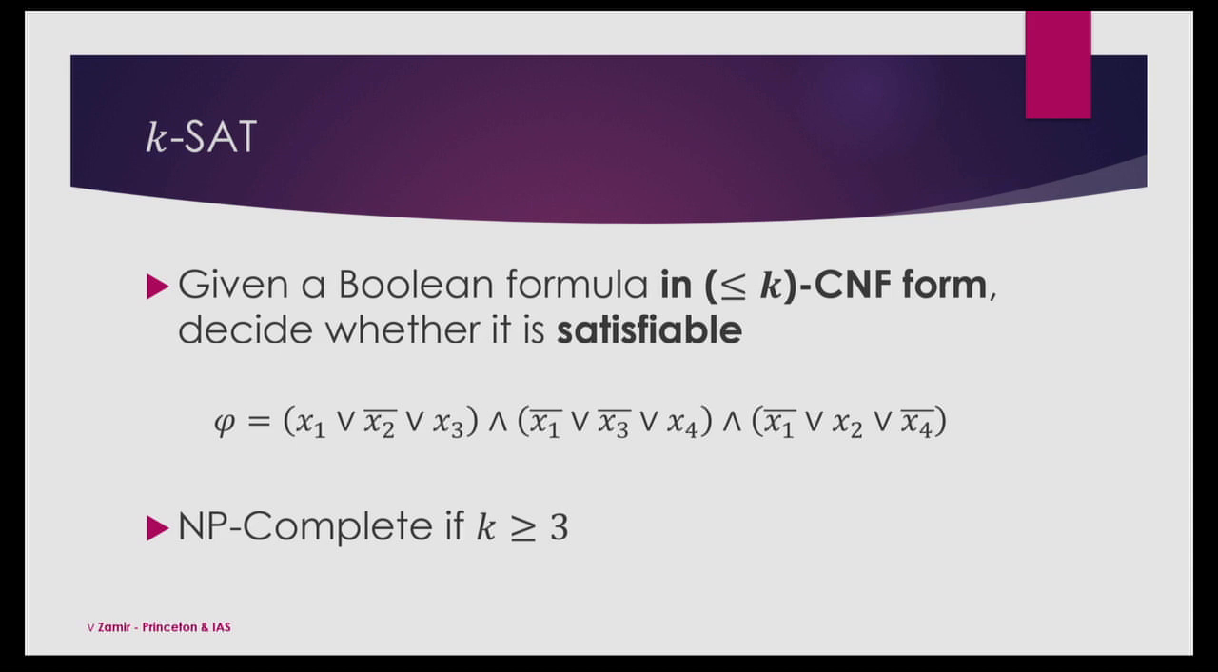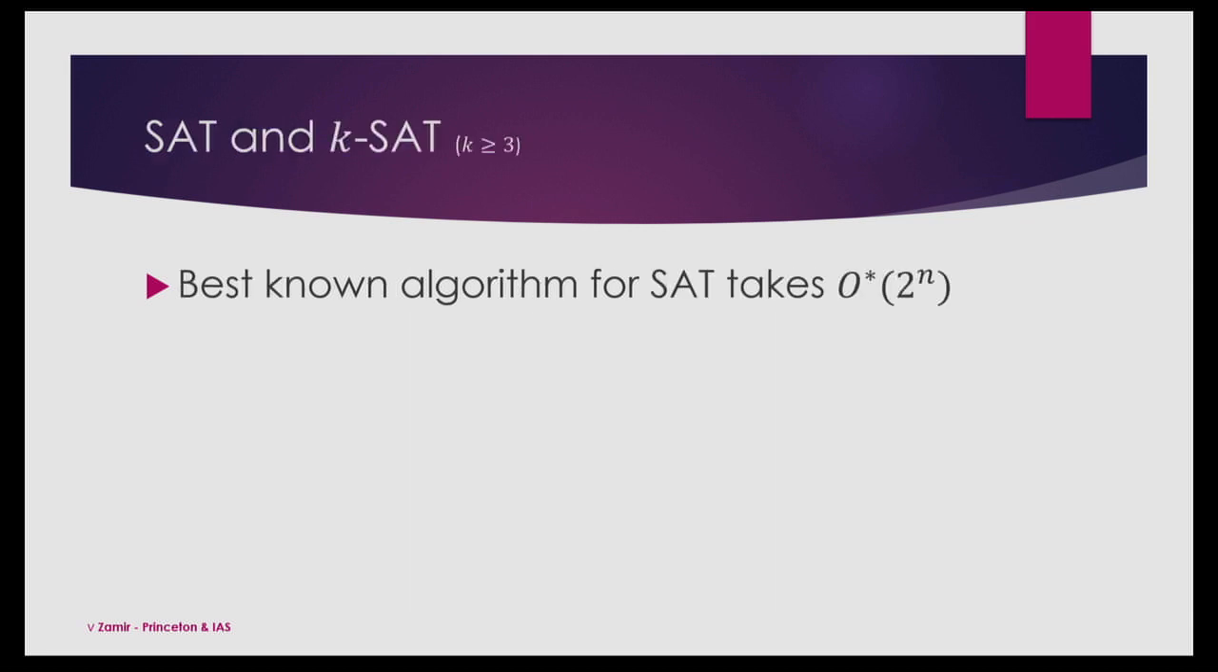Sat in general is the first thing we knew was NP-complete. K-sat was in the first paper of Karp about reductions within NP. So these are very classical results. For k equals 2, we can do it in polynomial time. So 2-sat is polynomial, as we know.